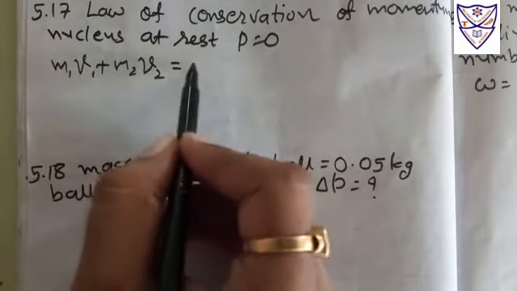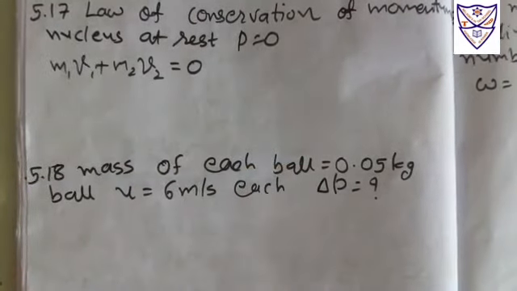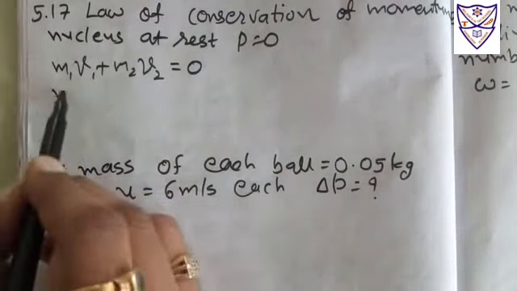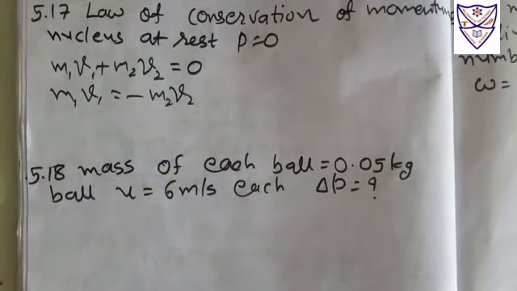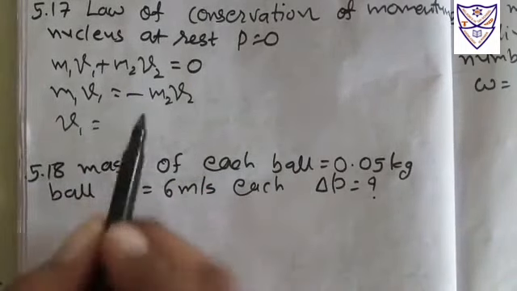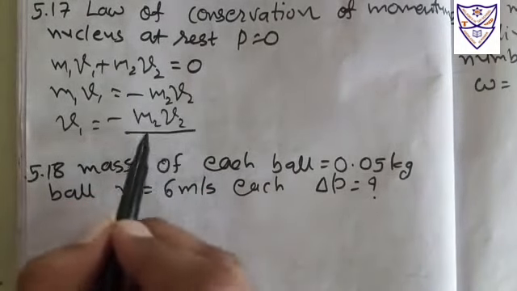So if that happens, the algebraic sum will be 0. That means m1 v1 is equal to minus m2 v2. So if we find v1, then what happens? Minus m2 v2 upon m1.